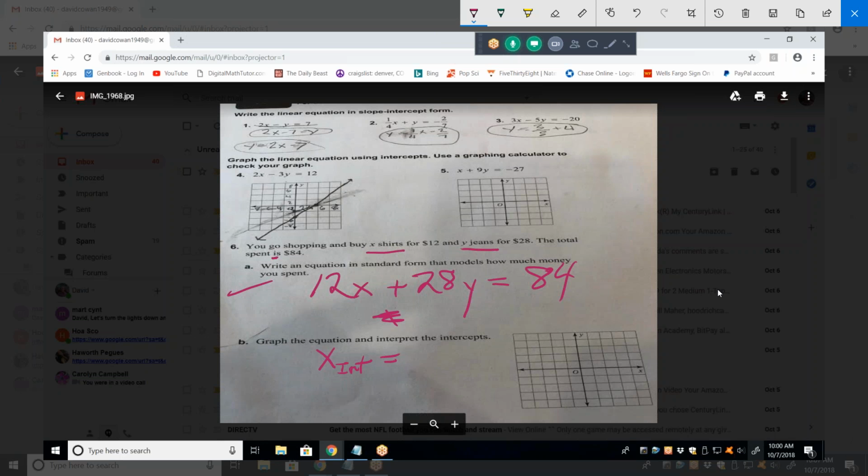You need your calculator with you. Mom, where's my calculator? Oh my gosh. Always have your calculator when we have a session.